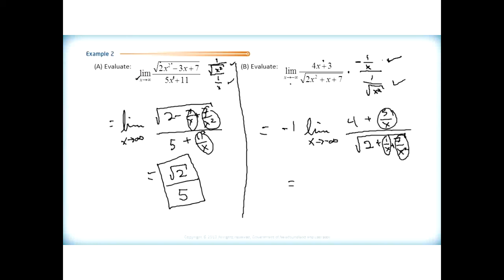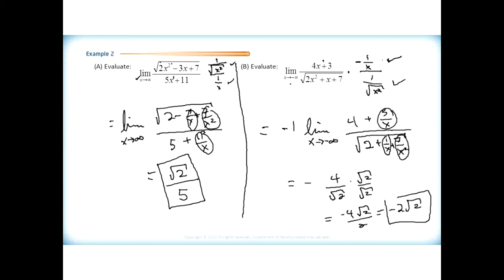So what I end up with is a negative outside of 4 divided by the square root of 2. So we'll quickly rationalize, multiplying by root 2 over root 2, and we get 4 root 2 all over 2. So in other words, it's negative 2 root 2. And that's where this function is heading.